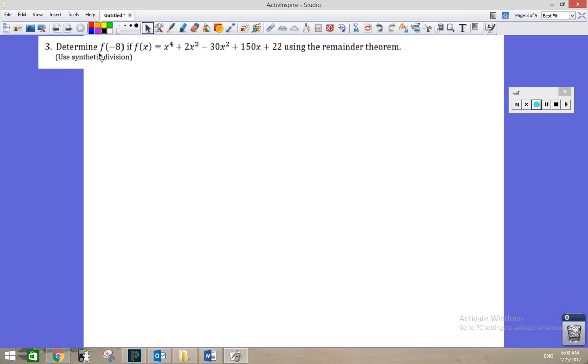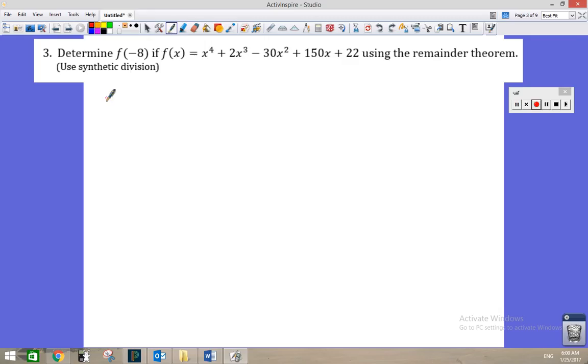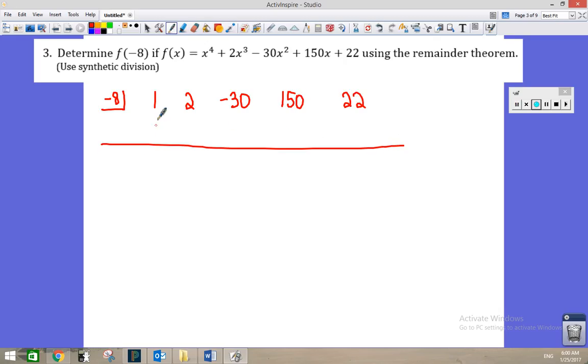Same direction, so let's do the same thing. Is it in standard form with no missing terms? 4, 3, 2, 1, constant. Let's take -8. Peel off the coefficients. The first number always comes straight down, then any number that's below the line gets multiplied by the number in the box and written underneath the next value. And then you add.